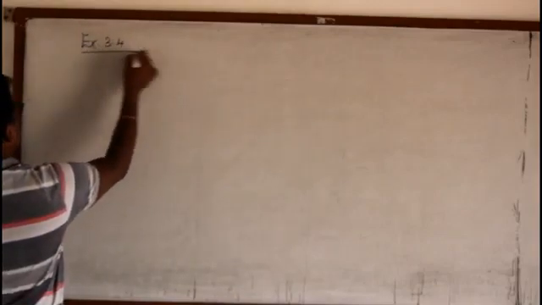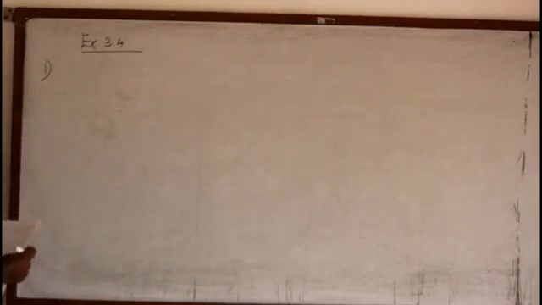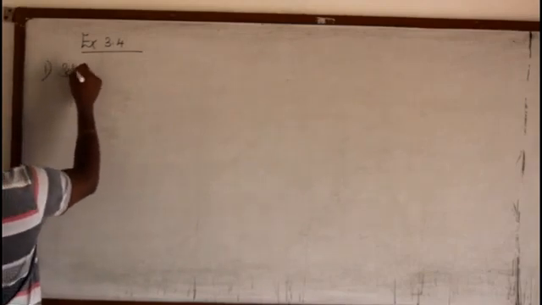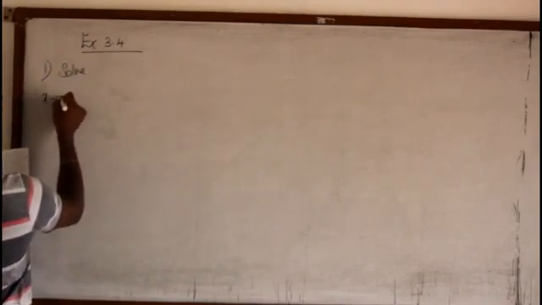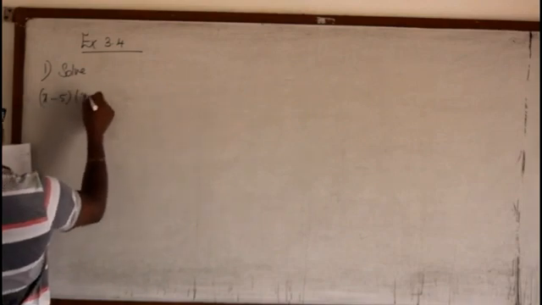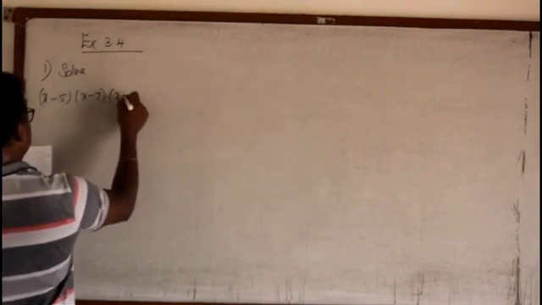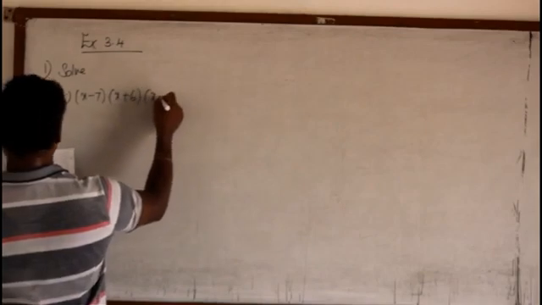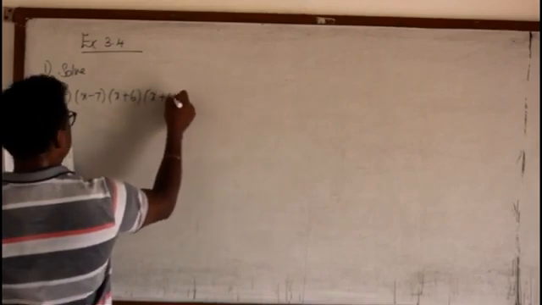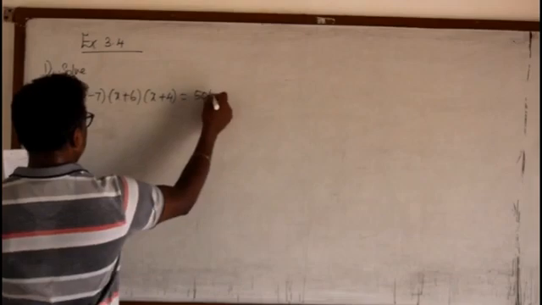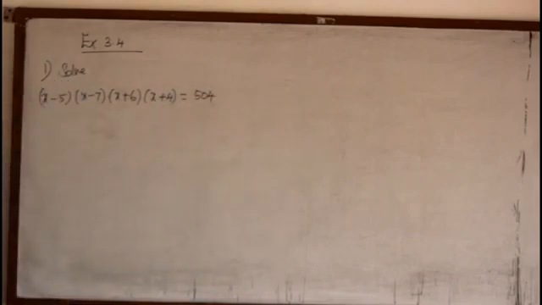Exercise 3.4, first problem. Solve (x - 5)(x - 7)(x + 6)(x + 4) = 504. As I told, we have to find some relationship among x or some of the coefficients.